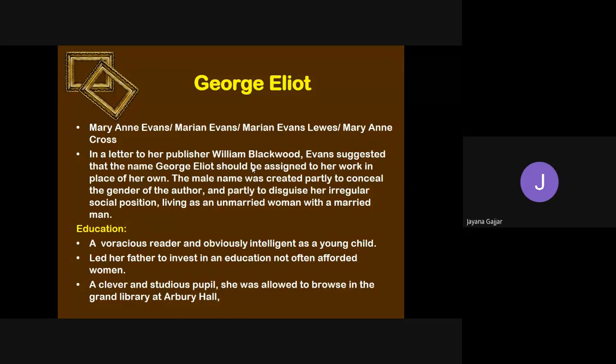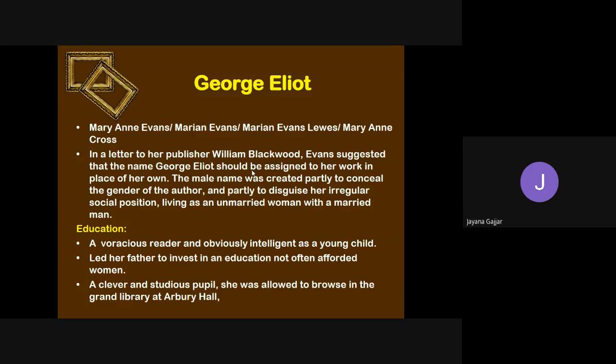So, firstly, she has these different names. Her real name, as we all know, was Mary Ann Evans. Then she was also called Marian Evans Lewes, Marian Cross, all these things. Why did she change the name, and the other things, we will be discussing later.